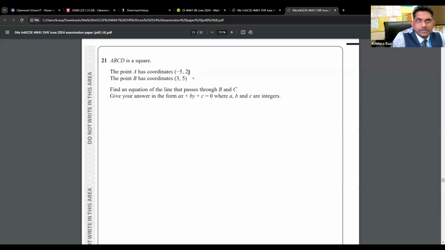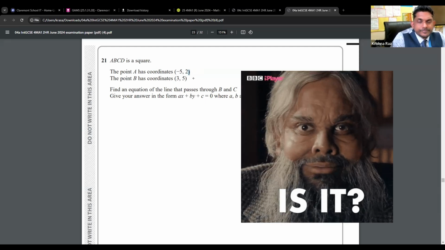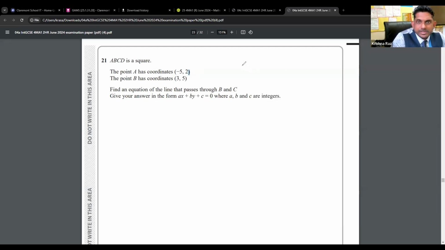Okay, question 21. This is pretty straightforward. We have 2 points. We're told ABCD is a square, so let's go A, B, C, D. It's always going to be in order, but it doesn't actually have to be looking like a square. So that can cause a confusion, as in it could be twisted a little bit.